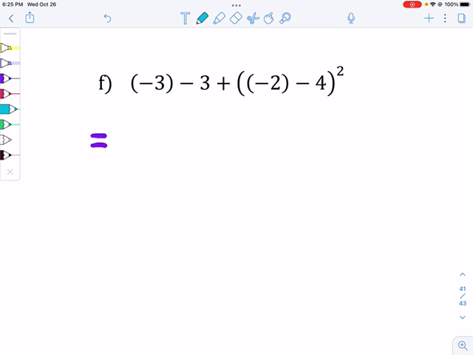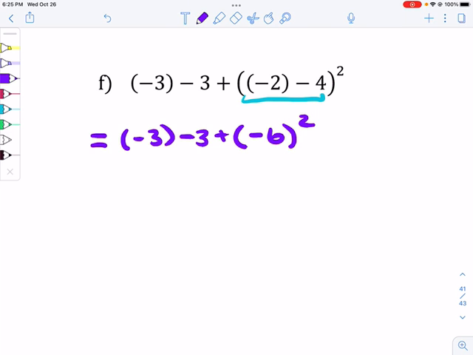The first thing I have here is my brackets. And within my brackets, I have negative 2 minus 4, which gives me negative 6. So again, everything outside of that remains the same. When I simplify my brackets, I'm keeping them in brackets just in case there's a negative that I need to take to a power of an exponent.